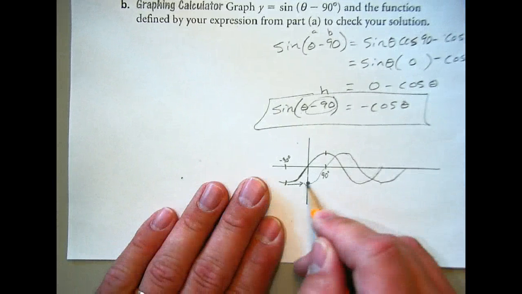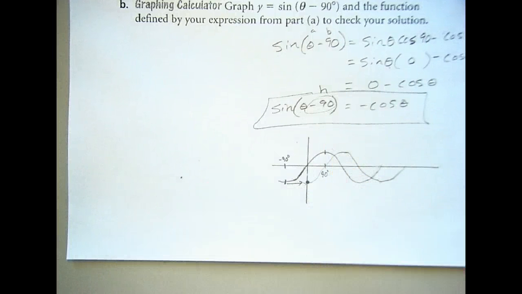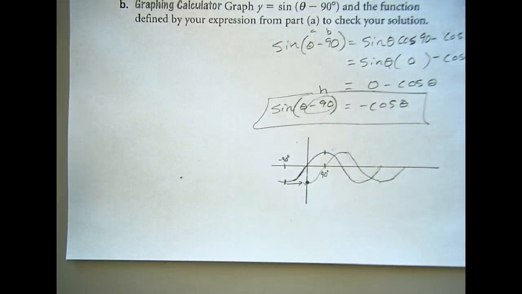This is a cosine curve. Negative cos. Negative cos after you shift that sine 90 degrees. Okay, I've about lost you, so we have to do our last thing.